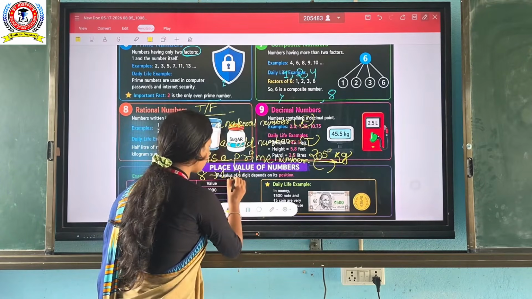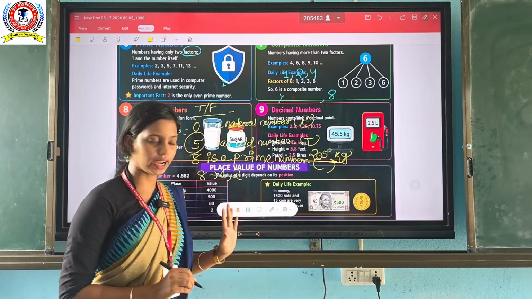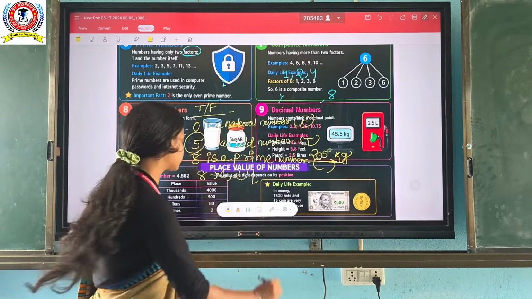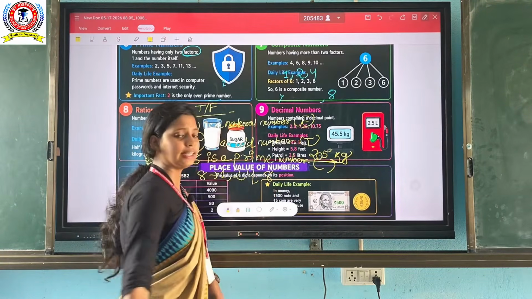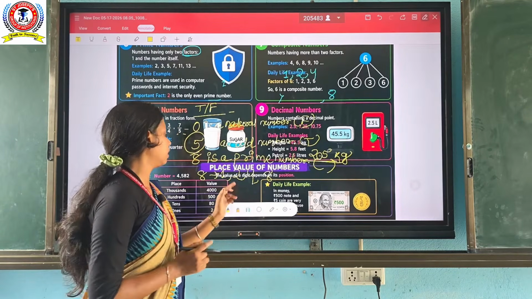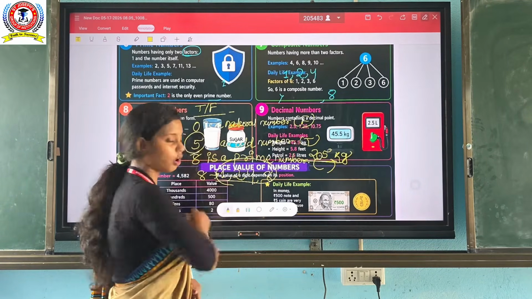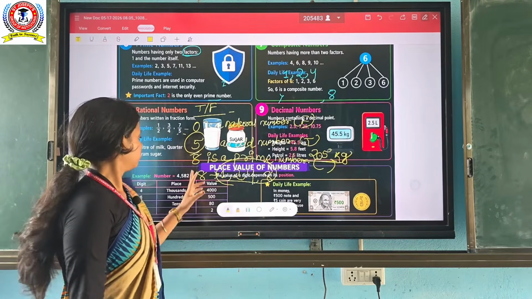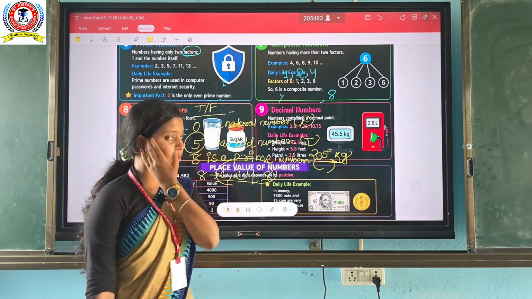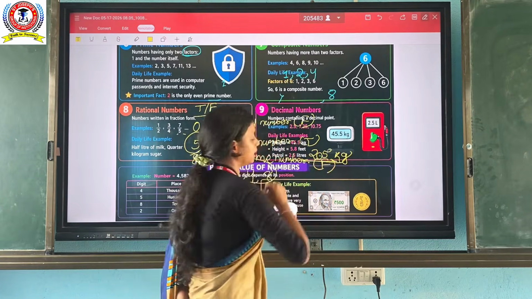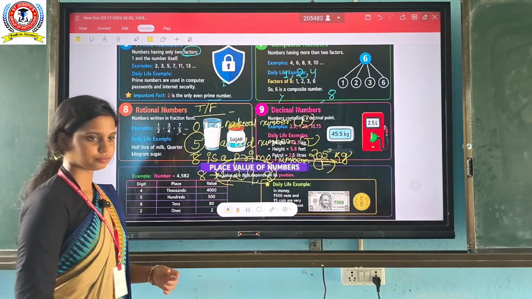Next, 2 times 4 is 8, so 2 will also be a factor of 8. Next, 4 times 2 is also 8, so 4 will also be a factor. Next, 8 itself. And is there anything else? No. So 8 has 4 factors, which means, is it a prime number? Is 8 a prime number? No, it is not. 8 is a composite number, so it's false.